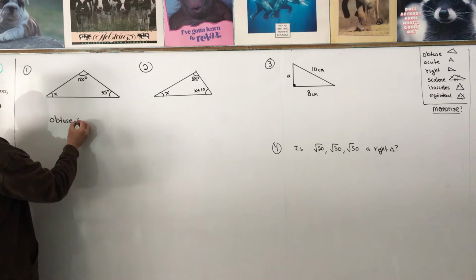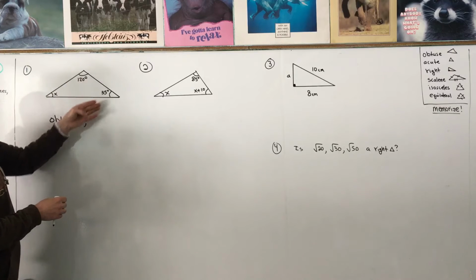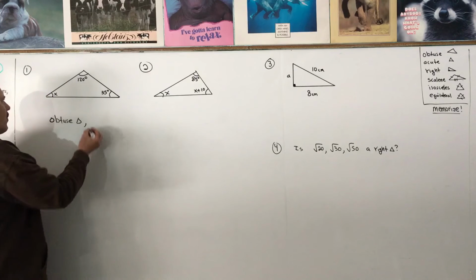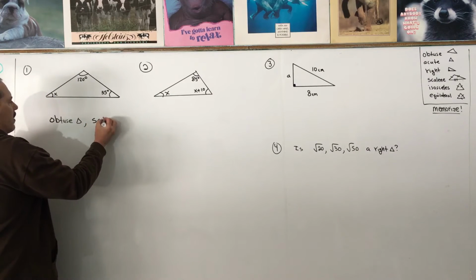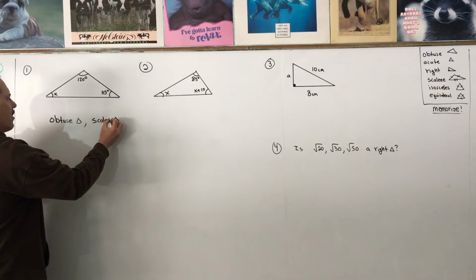So I know it's obtuse. Now the second one is, it's pretty obvious that all these angles are different sizes. And so if they're different sizes, it's going to be a scalene triangle as well. Sorry, there's an E there.